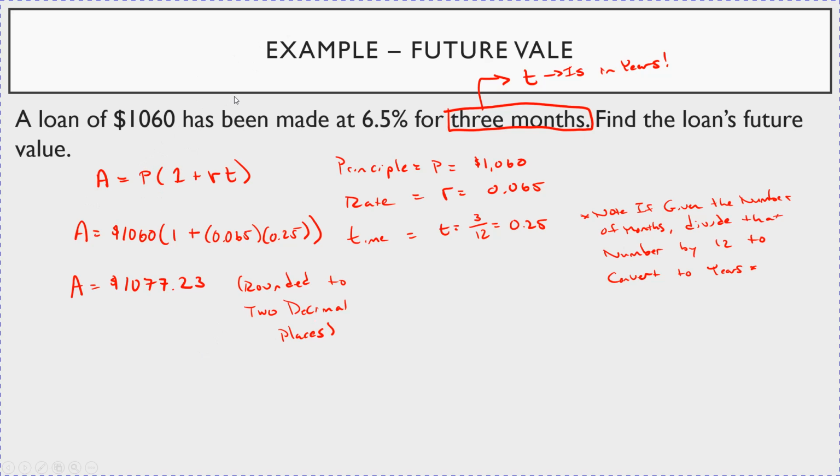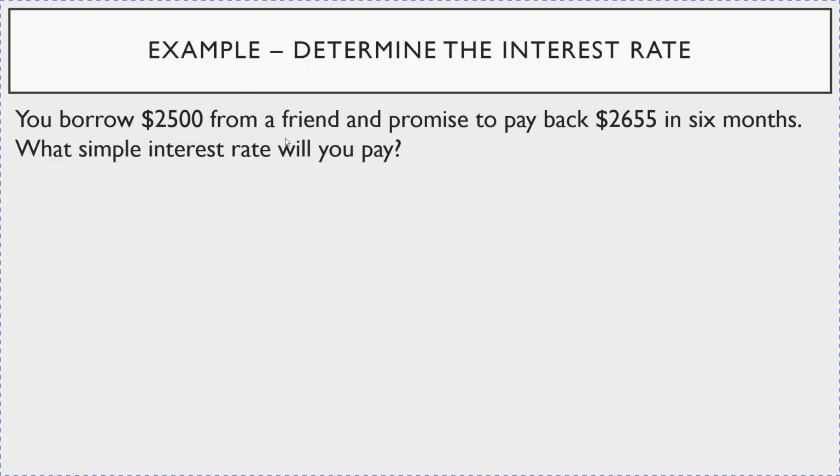Let's mix it up a little bit. Let's do another example here. So let's talk about this one here. You borrow $2,500 from a friend and promise to pay back $2,655 in 6 months. What simple interest rate will you pay here?